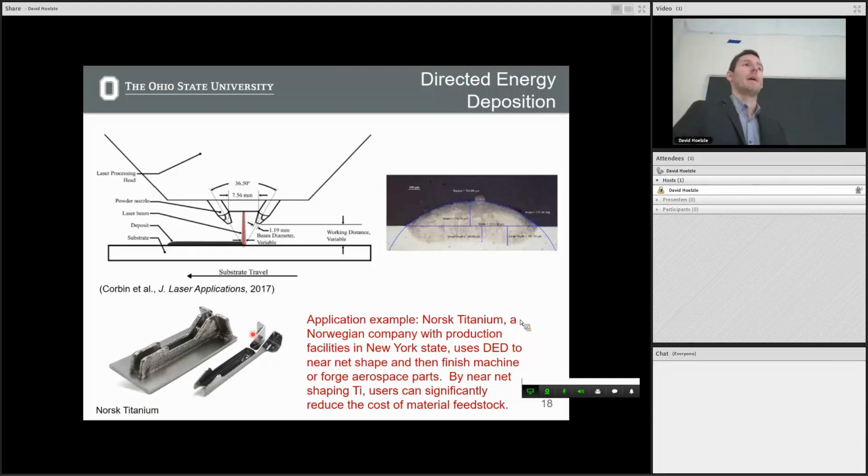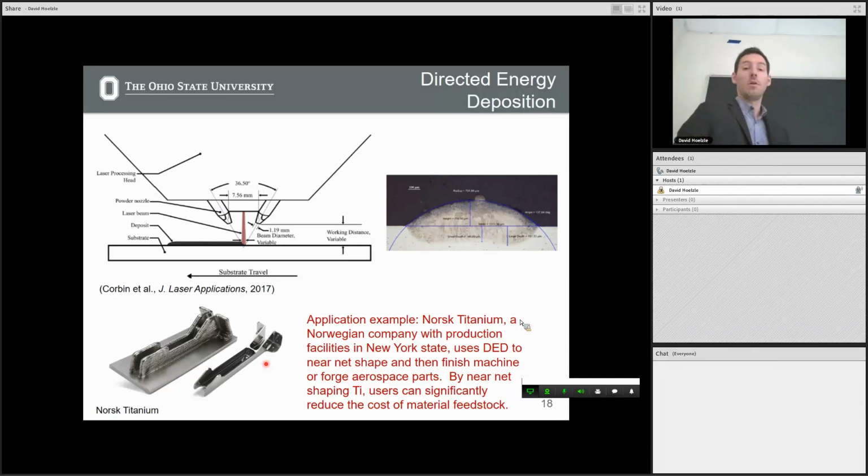The aerospace market is dominated by titanium for good reason. It's a very strong, lightweight material, but titanium is very, very expensive. In traditional manufacturing, you take very large billets of titanium and mill out the part you want, which puts a ton of titanium chips on the floor, which is all very expensive. You have to remelt that to make something again.